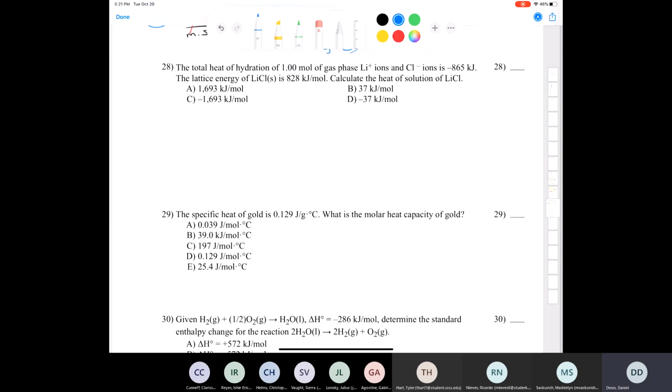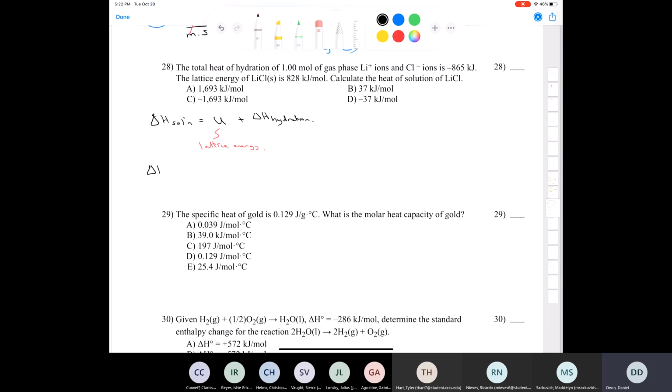Question 28, the total heat of hydration of 1 mole of gas phase lithium ions and chloride ions is negative 865 kilojoules. The lattice energy of lithium chloride is 828 kilojoules per mole. Calculate the heat of solution of lithium chloride, and we know that the change in the heat of solution is going to be equal to U plus the change in heat for the hydration. So hydration. And what is U? U is not energy here. U is lattice energy in this case. So lattice energy. And we're given both of those values in here.